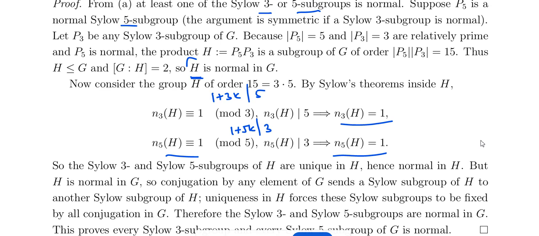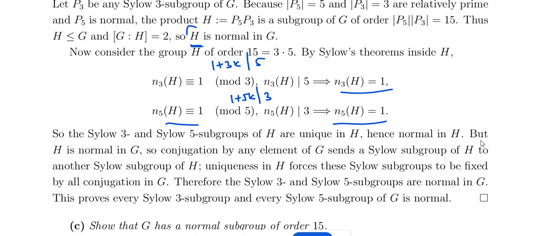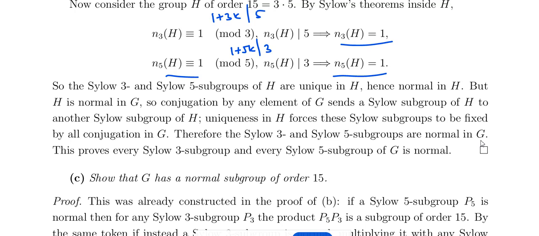So it is normal in H, and H is normal in G. Therefore, conjugation by any element of G takes a Sylow subgroup of H to another Sylow subgroup of H; that is, uniqueness in H forces the Sylow subgroup to be fixed by all conjugation in G. Therefore Sylow 3 subgroup and Sylow 5 subgroup are normal in G, that is, every Sylow 3 subgroup and every Sylow 5 subgroup of G is normal. Okay, that is the idea.